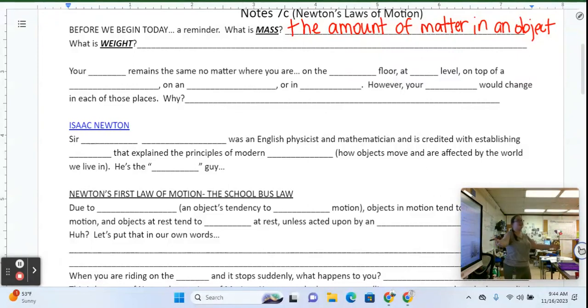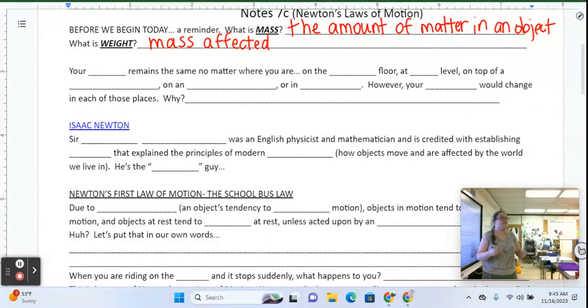Gravity, right? So then what's weight? Your mass affected by gravity. Your weight is how much gravity is pushing down on your mass. Okay, so weight is mass affected by gravity. To get an object's weight, you take its mass and multiply it by the gravity at the place where it's at. And so that's why you can weigh differently depending on where you're at.